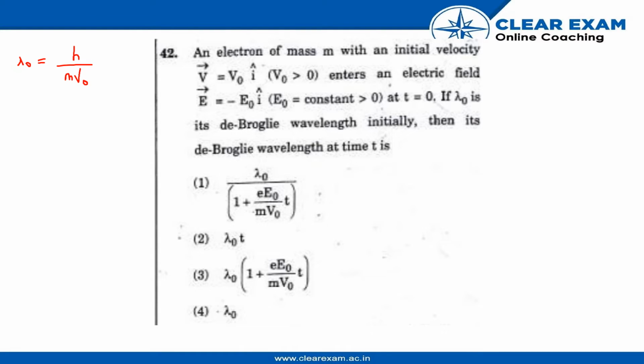At time t, the de Broglie wavelength λ = h/(mv), which is equal to h/(m(v₀ + (eE₀/m)t)).